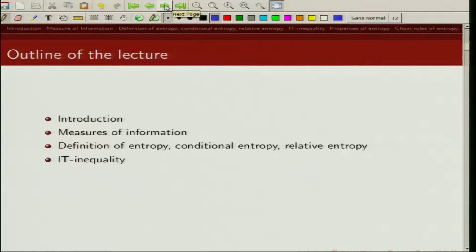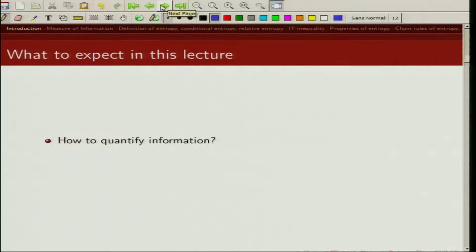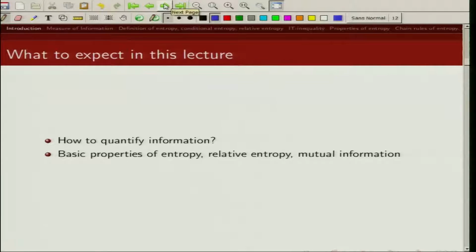We'll also talk about what is known as IT inequality. It's an inequality which is used to prove a lot of results. We will prove IT inequality, and then we'll talk about some properties of entropy such as chain rule, and we'll define mutual information. So after this lecture you should be able to quantify information, and you should be able to know what is entropy, conditional entropy, joint entropy, mutual information, and their properties.